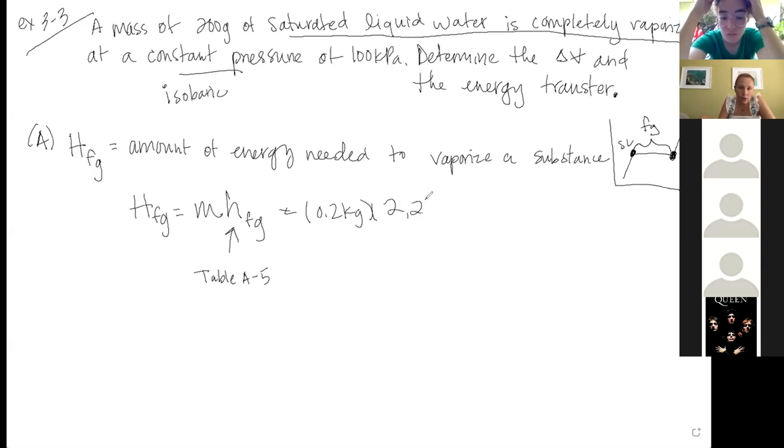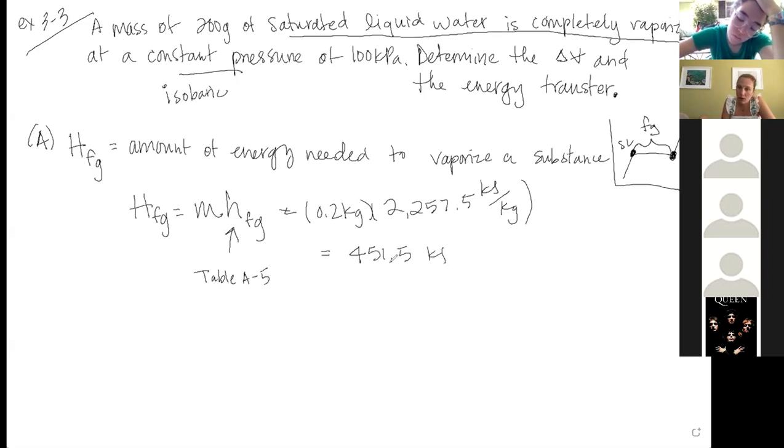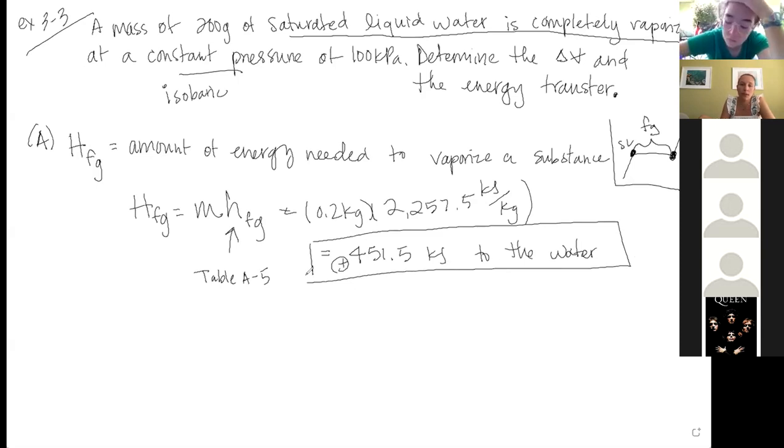So 2,257.5 kilojoules per kilogram. I just looked up this value from the table. And then together, these would be 451.5 kilojoules. I'm going to say this is positive energy that's being transferred to the water from the heating unit. So it's being heated by an external force in the surroundings.